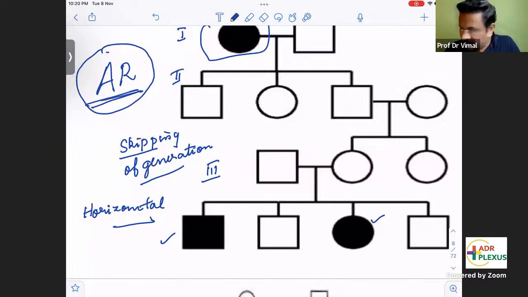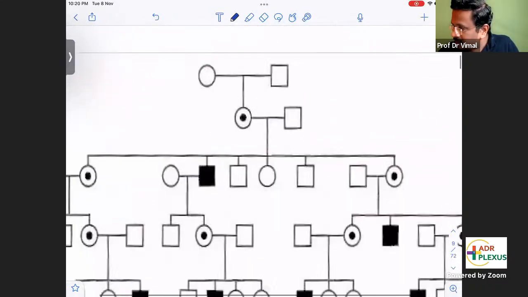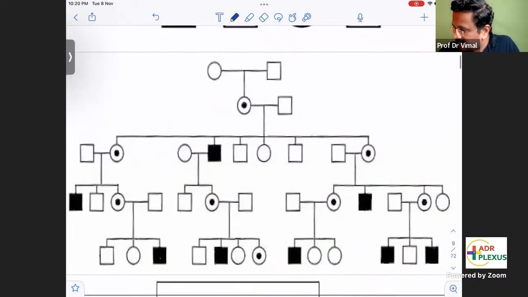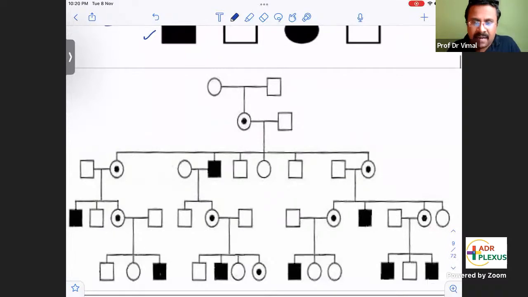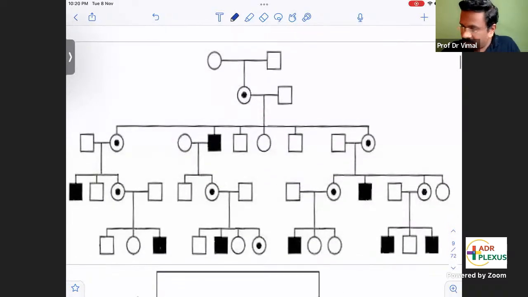Autosomal recessive. Very good. Many of you have answered this as autosomal recessive. Now let's see what this pattern of inheritance is. So what is the pattern here?